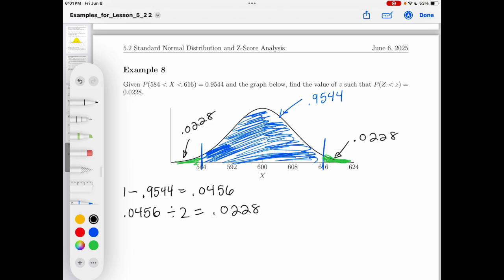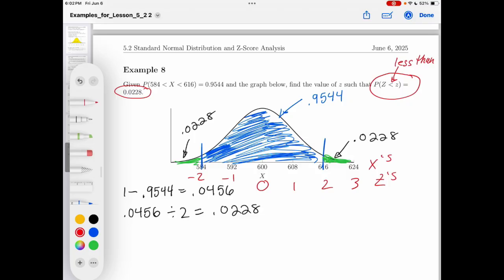Now that we have all that information, now let's label our z's. On the graph, the x's are already labeled. So we have 0 in the center, and then 1, 2, 3 coming out to the right, and then -1 and -2 coming out to the left. We need to find the value of z so that when we look less than, this is our less than symbol, when we look to the left, we get a probability of 0.0228.